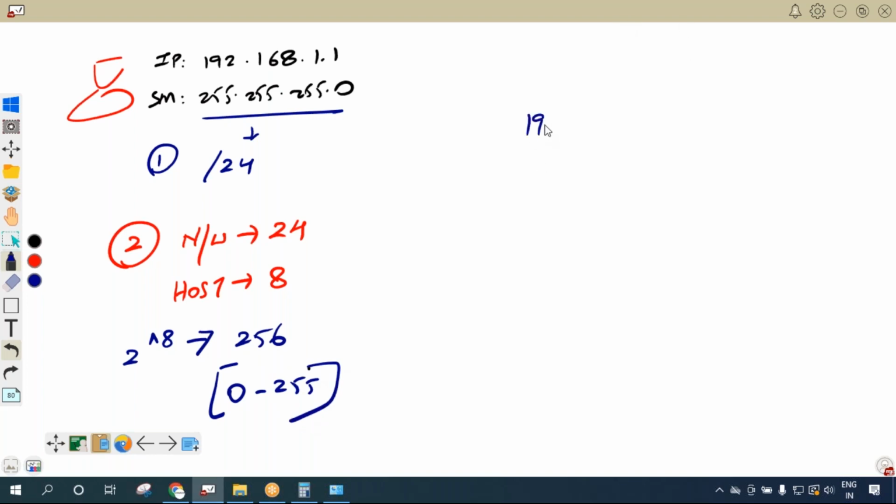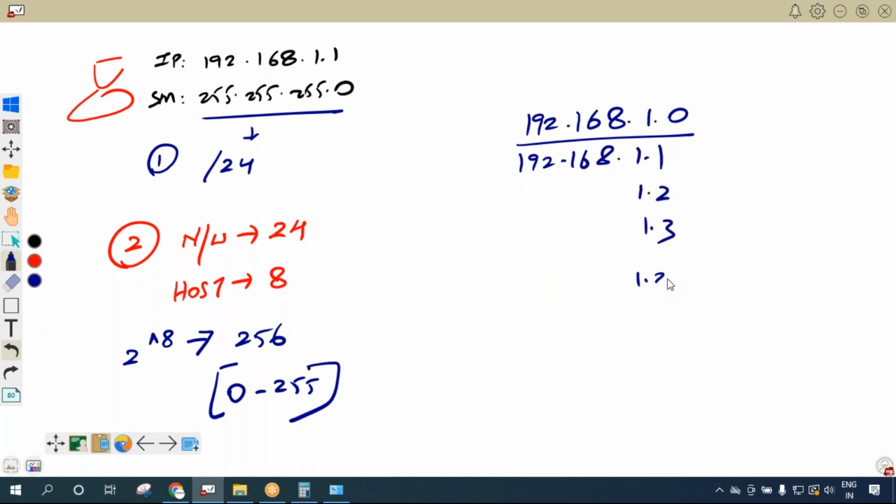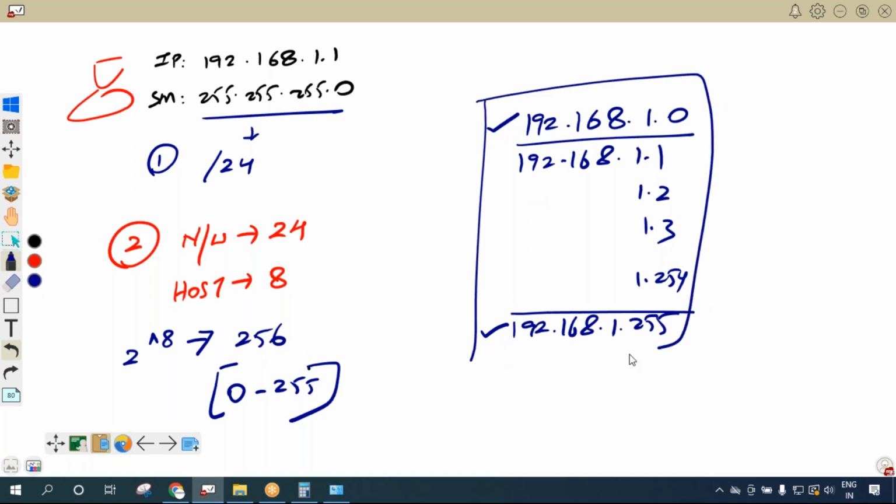Now how does it become? It becomes 192.168.1.0. The first IP address is the network IP. Then it goes 192.168.1.1, 1.2, 1.3, up to 1.254, and 192.168.1.255. So this is the broadcast IP address. The network IP and the broadcast IP address cannot be given to any PC. And this below, this is the subnet. So 1.0 to 1.255 is your subnet, where 1.0 is the network IP and 1.255 is the broadcast IP. The first IP of the network is the network IP, the last IP of the network is the broadcast IP.